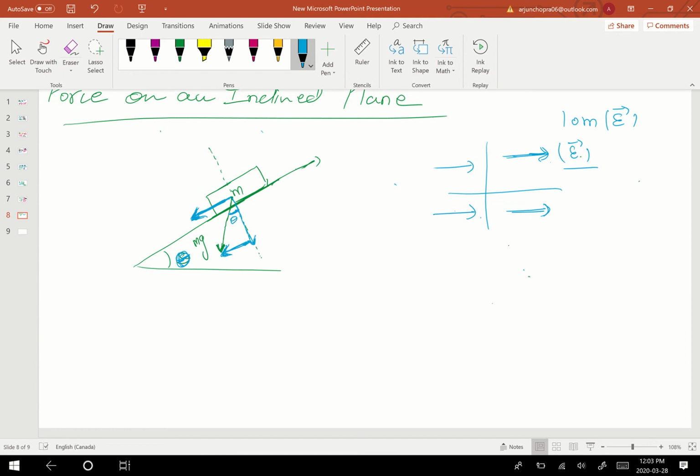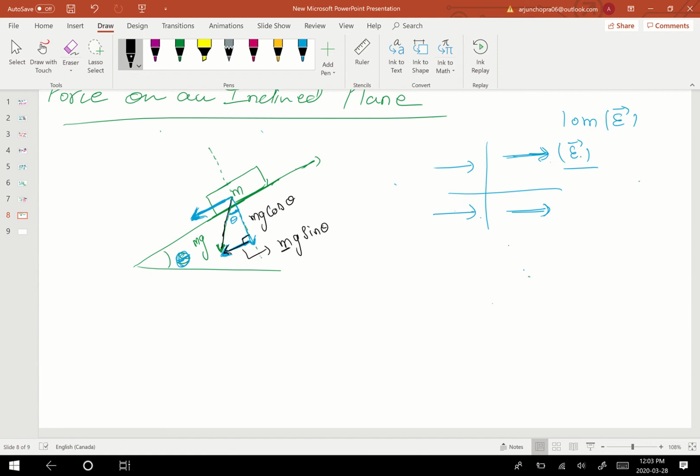So now let's get into the details of this. If this component is mg, and this angle is 90 degrees, and the hypotenuse is mg, then this component will become mg cos theta if we apply SOHCAHTOA, and this component will become mg sin theta. So by applying this right-angle triangle, I've been able to find this component value.